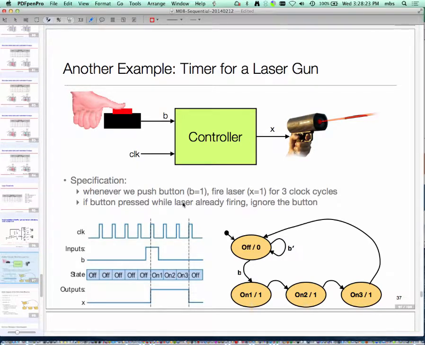And if the button is pressed while the laser is already firing, then we need to ignore the button. So you press the button, the laser fires for 3 clock cycles. If you lift your finger before the 3 cycles are up, the laser will keep firing for 3 clock cycles. If you press the button again before the 3 clock cycles are up, it will have no effect. So the button is kind of locked out. You have to release and wait for the laser to finish firing before you press again for the button to have an effect.